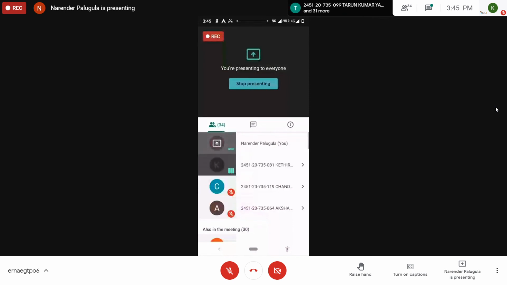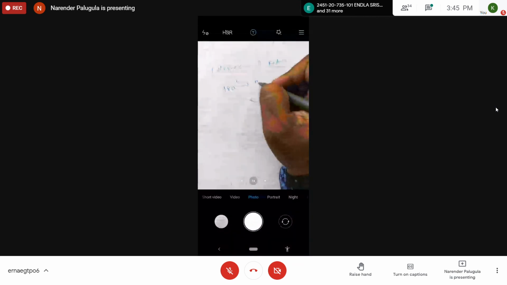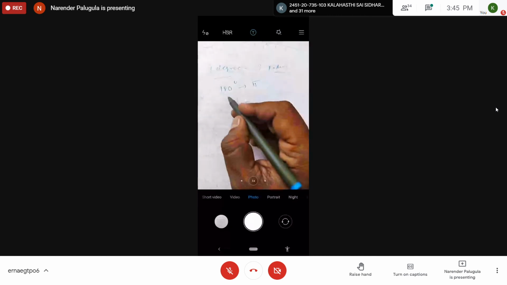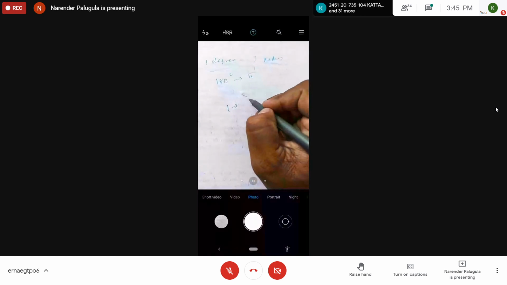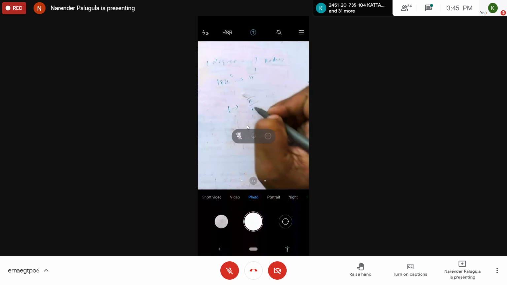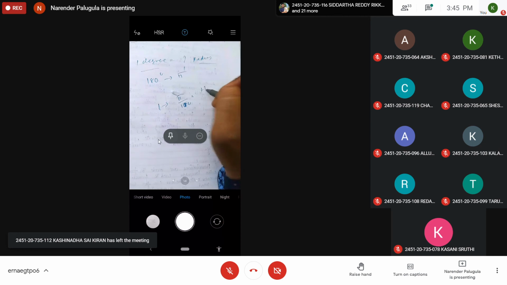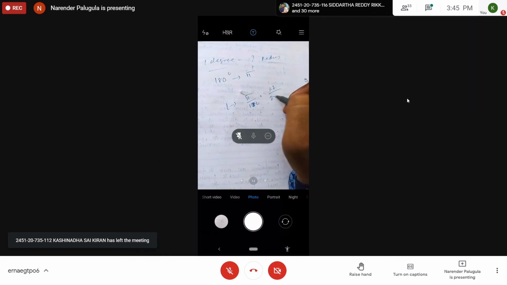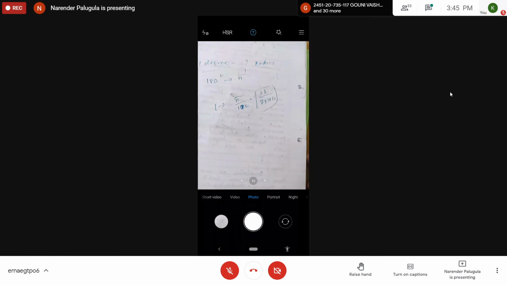Pi radians, sir. Yeah, simple. Pi radians. Why are you hesitating to give the answer? 180 degrees is pi radians, so 1 degree is pi by 180. What is this value? Pi is 22 by 7, so 22 by 7 into 180. Can you tell this value? What is this value? Using a calculator.